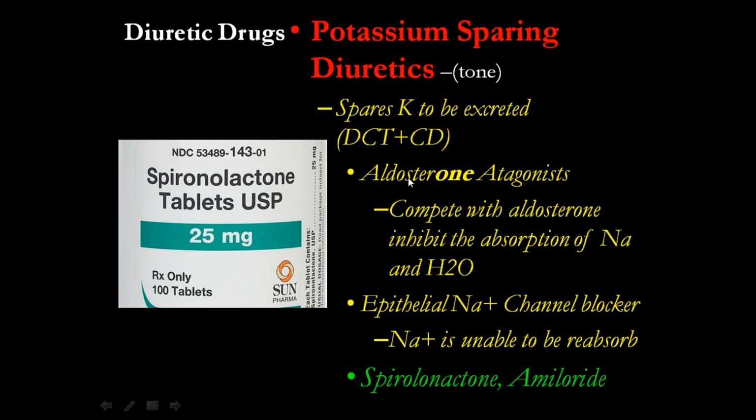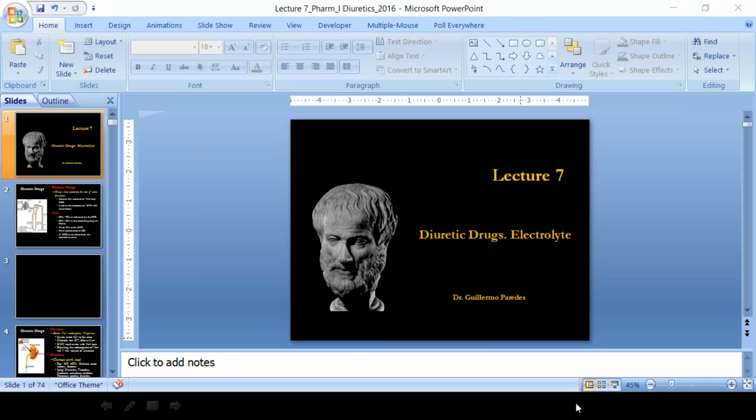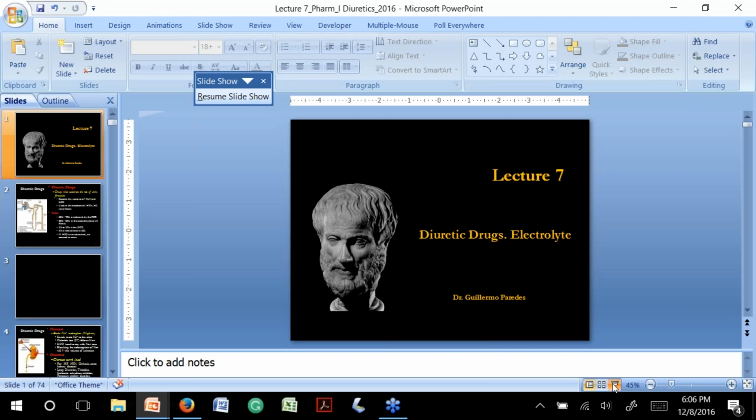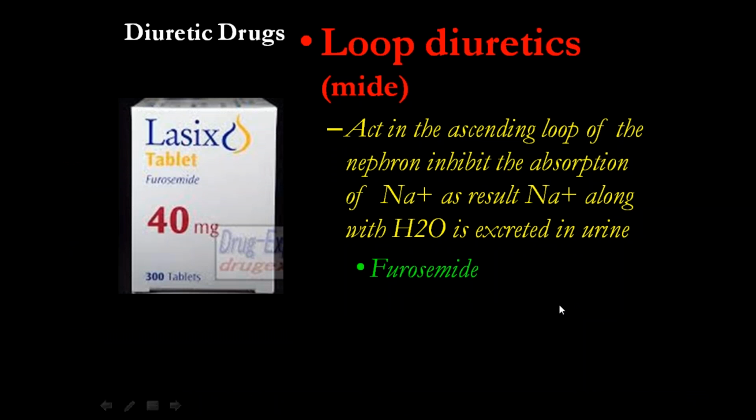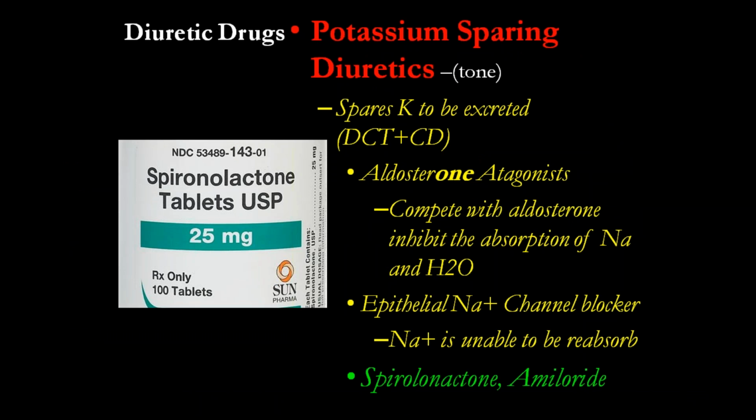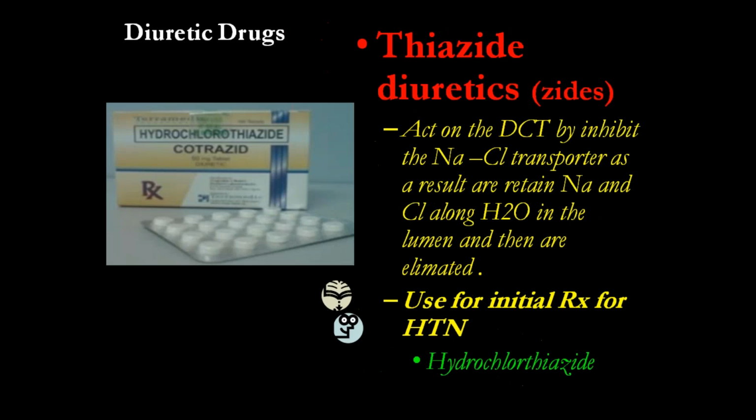Then we have the potassium-sparing diuretics, which spare potassium. In the previous one, the loop diuretics, they excrete sodium and excrete potassium. Meanwhile, the potassium-sparing diuretics excrete sodium and spare, or keep, the potassium. That is going to have a lot of nursing considerations that we are going to talk about in a bit. Then we have the thiazides.